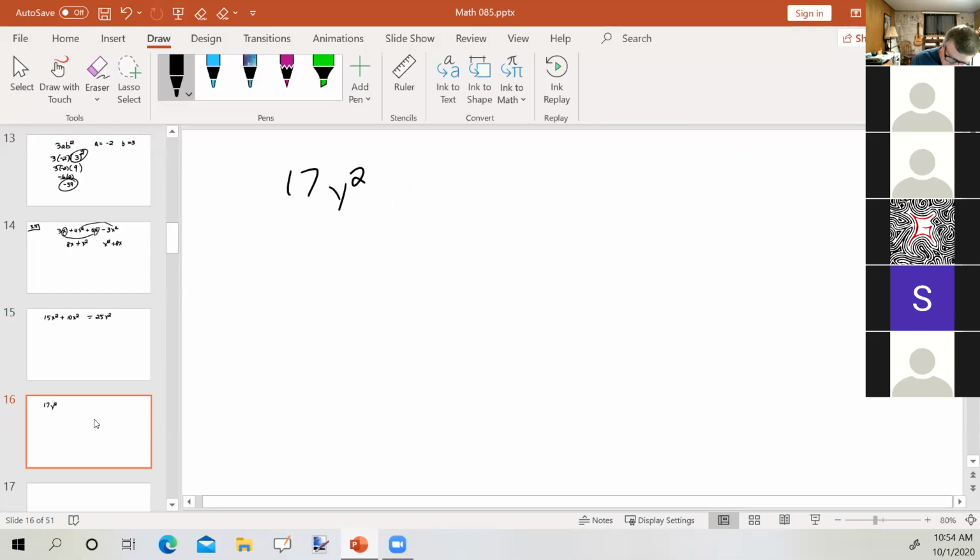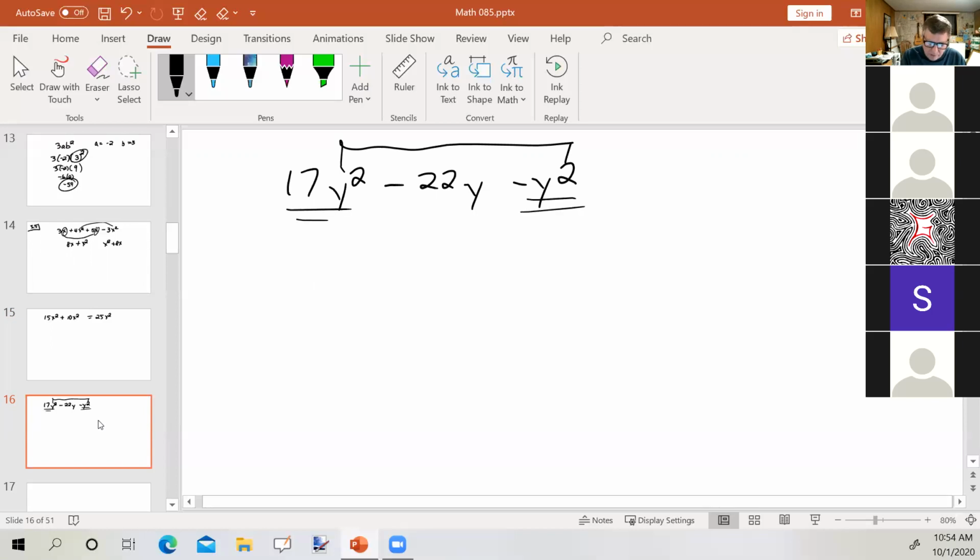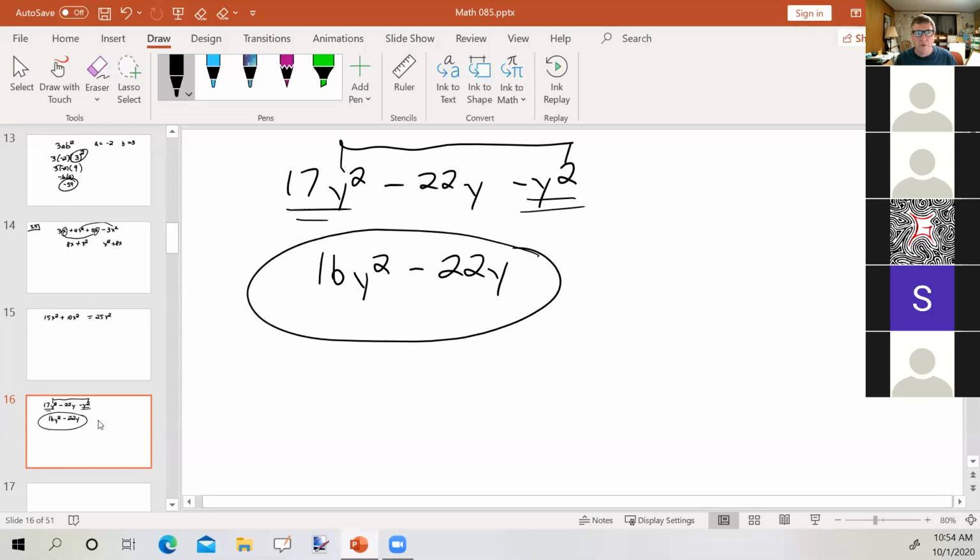17y squared minus 22y minus y squared. So here we have three terms. The first term and the last term are like terms, but they're different from the middle term. Even though they have the same variable, because they're different degrees, they're not alike. 17y squared minus 1y squared is 16y squared, and then minus 22y. And we can't put those together any further. They aren't like terms.